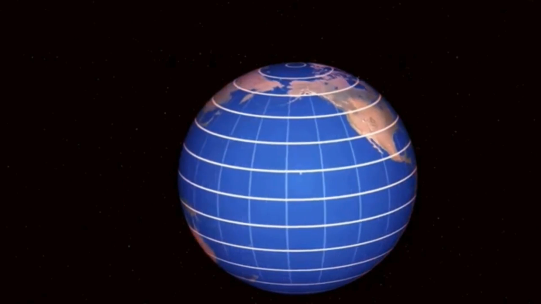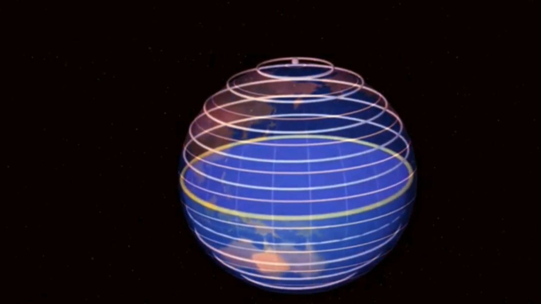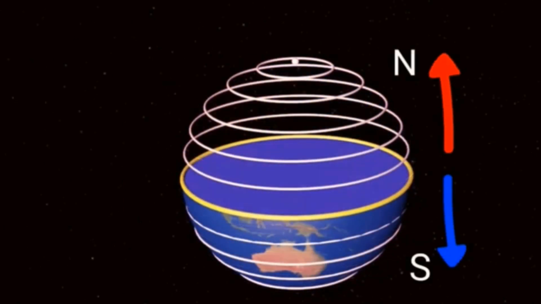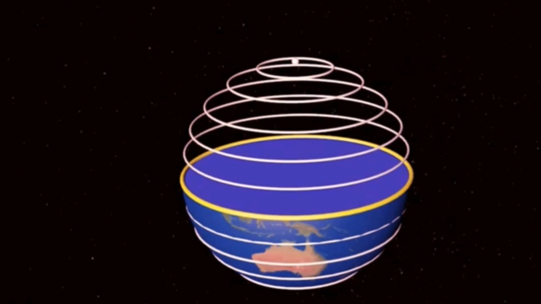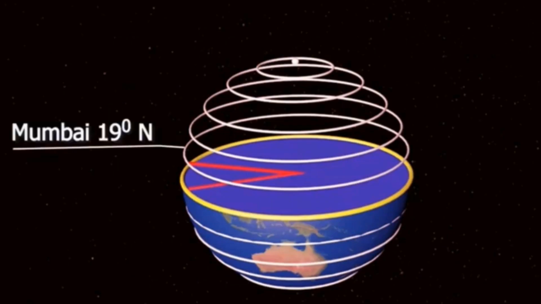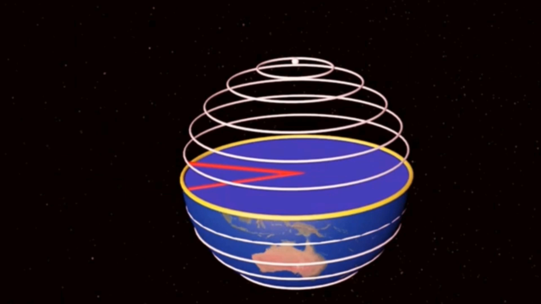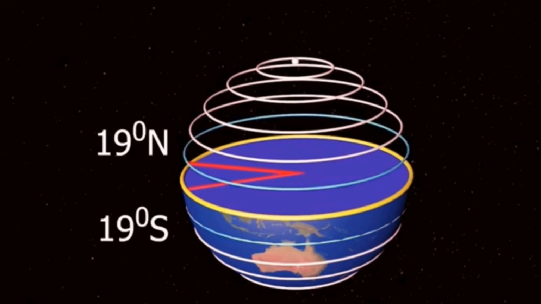There is a parallel of latitude from equator north and south. So for example, Mumbai 19 degree north. It means Mumbai is 19 degree north from the equator. There is two 19 degree from equator. One is 19 degree north from equator and the other is 19 degree south from the equator.